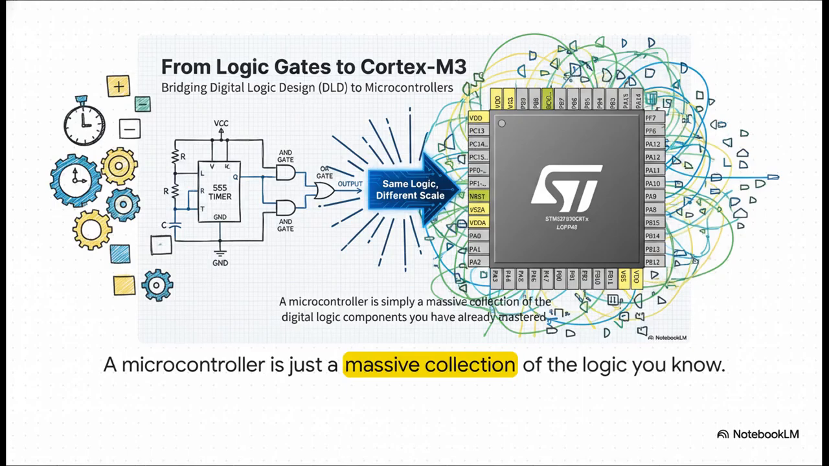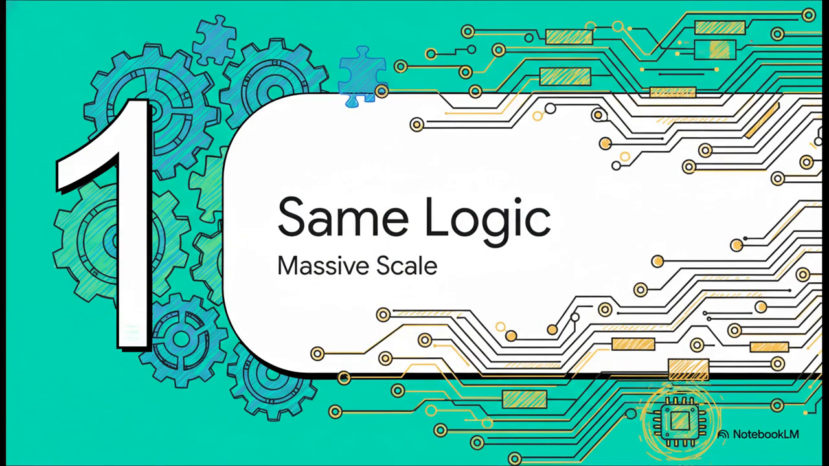Right, so on the left, you've got this world you totally get. Timers, AND gates, OR gates, all the classics. But on the right, you've got this dense microcontroller with dozens and dozens of pins. The whole idea we're going to unpack here is right on this slide. A microcontroller is really just a massive collection of the exact same digital logic components you've already mastered. It's the same logic, just at a wildly different scale. So let's start peeling back the layers of that idea.